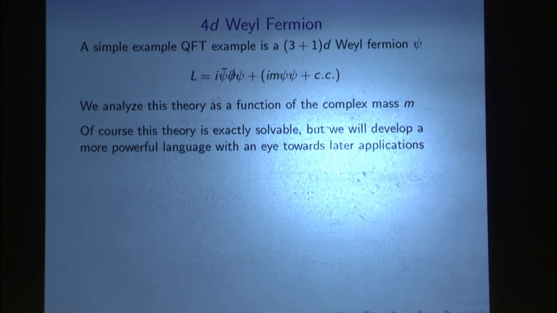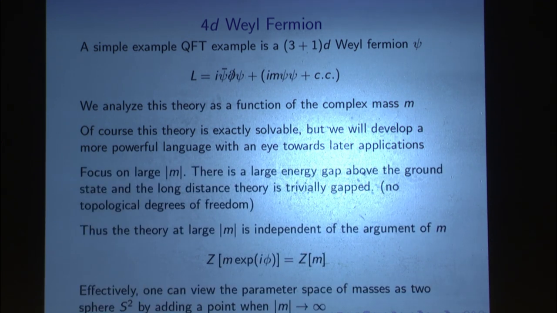OK, so we're going to study this theory now as a function of its complex mass parameter, m. And let's focus on the region of large mass m. Here, there's a large energy gap above the ground state. And one would say that the long distance theory is trivially gapped. By that, I mean it's gapped, and there are no topological degrees of freedom. One consequence of this is that you could think of the partition function as a function of mass. It's independent of the argument of the mass. So the partition function obeys this equation.